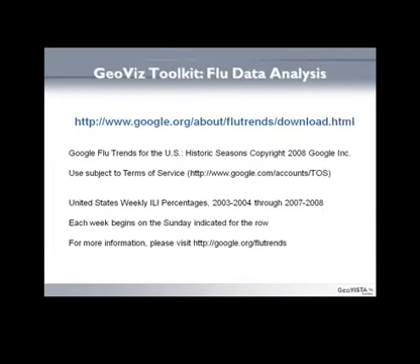The demonstration focuses on application of GeoViz Toolkit to analysis of data from the Google Flu Trends repository. The data consist of estimates of weekly percentages for influenza-like illness, or ILI, thus estimates of the fraction of patients who are experiencing influenza-like symptoms. The data cover flu seasons from 2002 through 2008.